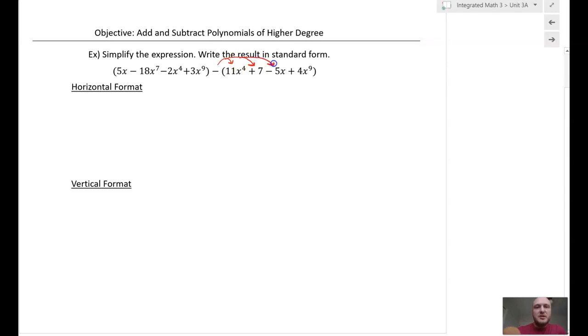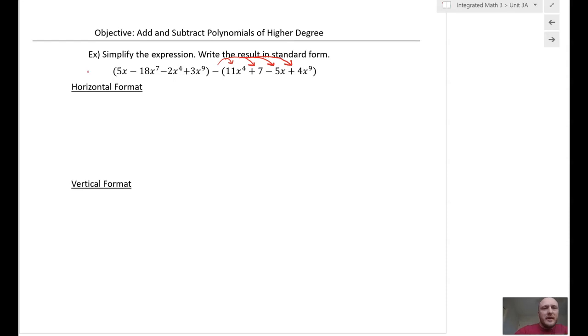What I'm going to say to you for these problems is think about it kind of the same way that we're adding these polynomials, but you have to add the opposite. Add the opposite. I'm going to show you two formats. You can pick and choose which one you want. Vertical format is my favorite, but I'll start off with horizontal format.